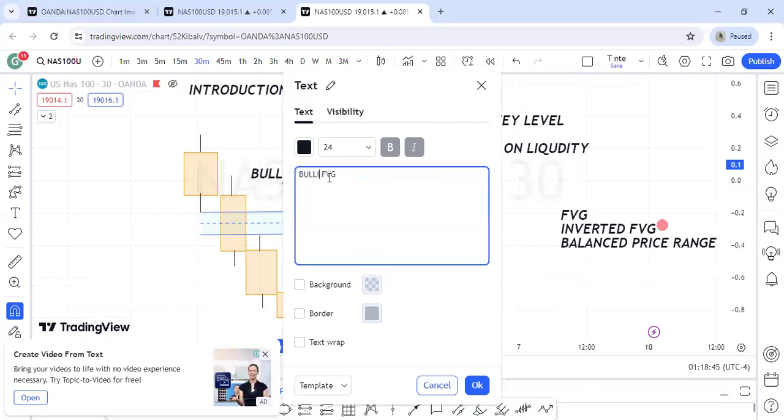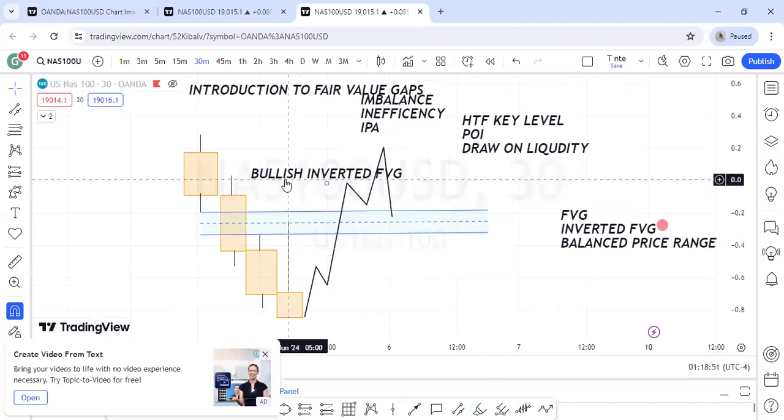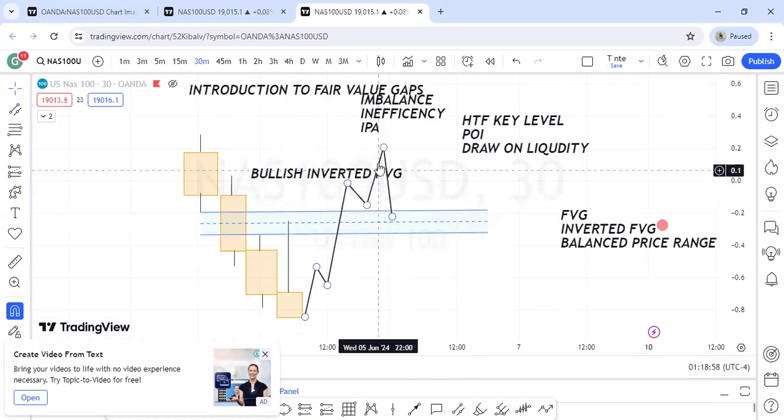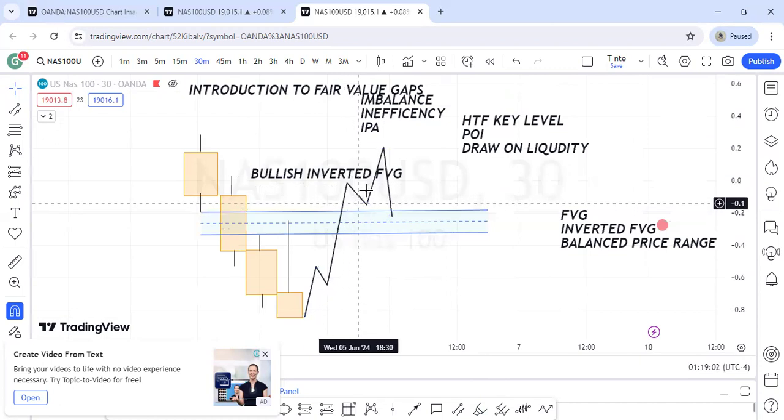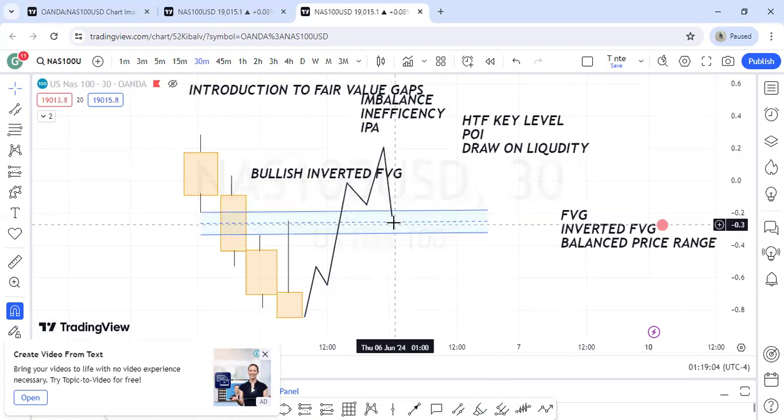It now becomes what? A bullish inverted fair value gap. So can you see that? Bullish inverted, because why? The market was previously a bearish fair value gap, but now the market has been able to break through it, right? There's a breach. The market has been able to close above it, and then it has also retested that fair value gap. That becomes what? An inverted fair value gap. It's what we call an inverted fair value gap, right?